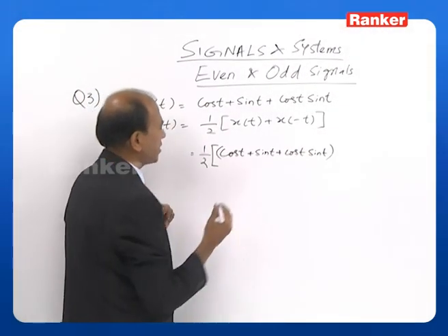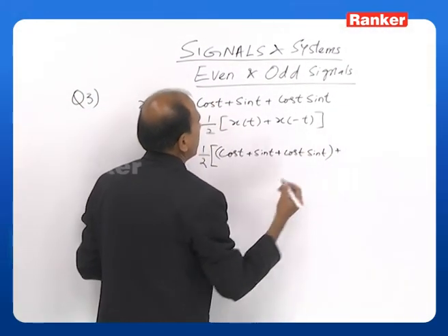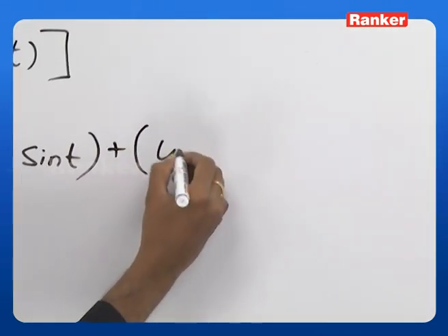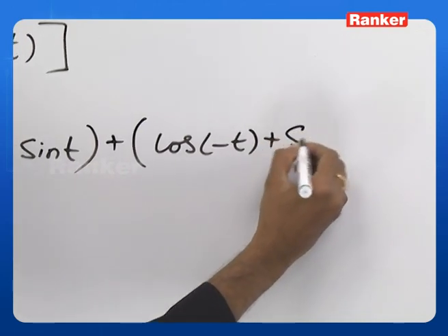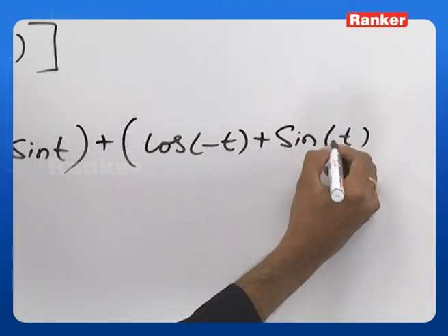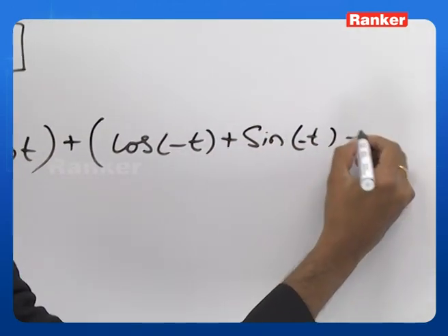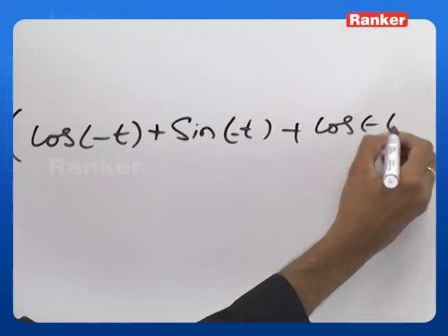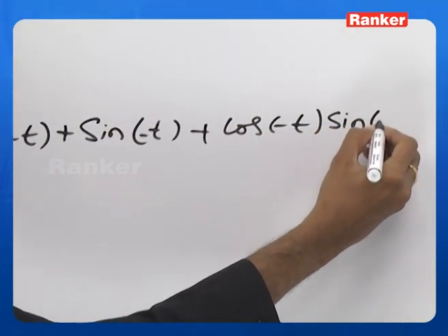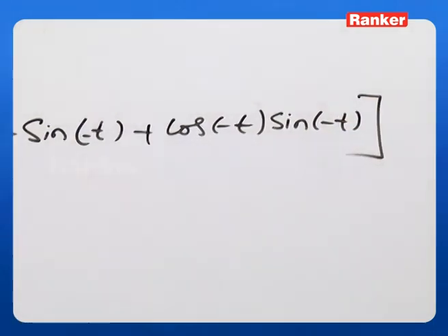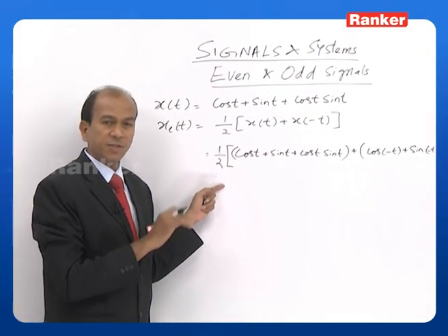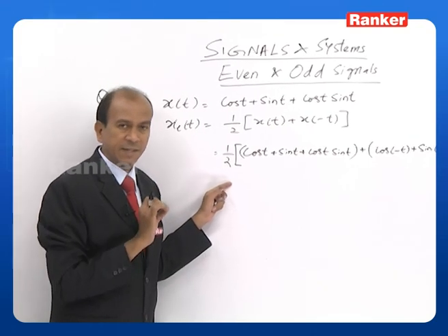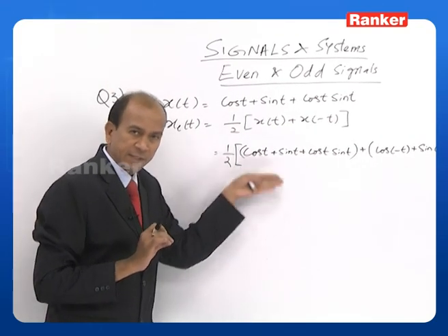Now, x of minus t will be cos of minus t plus sin of minus t plus cos of minus t sin of minus t. So, cos of minus theta is cos theta, sin of minus theta is minus sin theta. Remembering that formula, let us apply it again here.